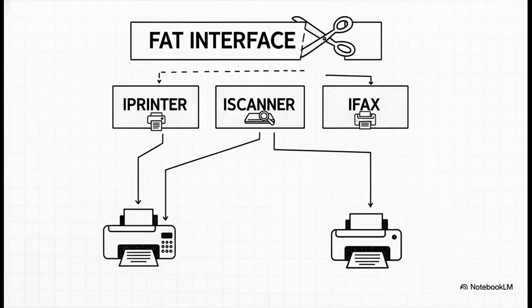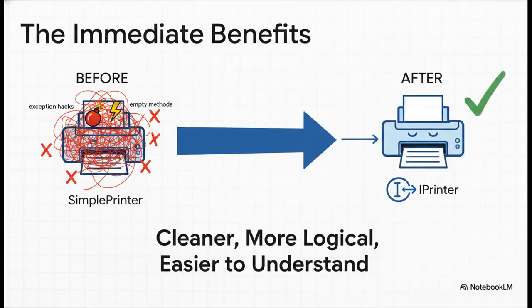And the solution? It's just so much cleaner. We break that one fat interface into three small specialized ones: an IPrinter, an IScanner, and an IFax. Now our powerful multifunction printer can go ahead and implement all three of them. But our humble, simple printer only needs to care about one thing: implementing IPrinter. Perfect. And the payoff here is immediate and just so satisfying. Every class only implements the functionality it actually has.